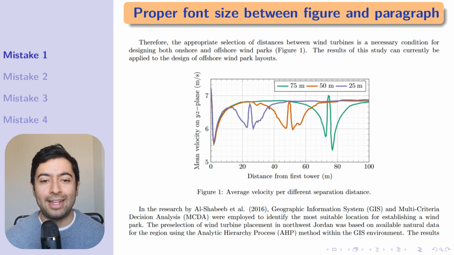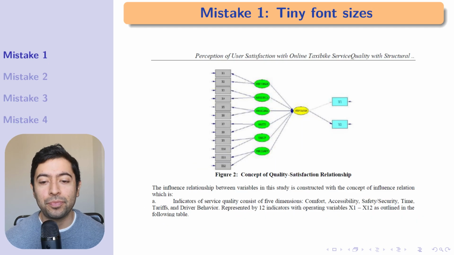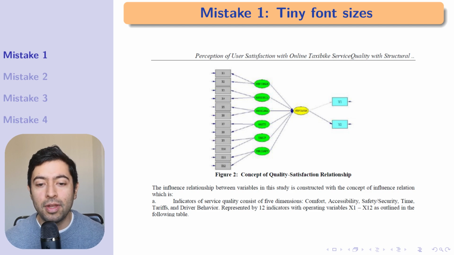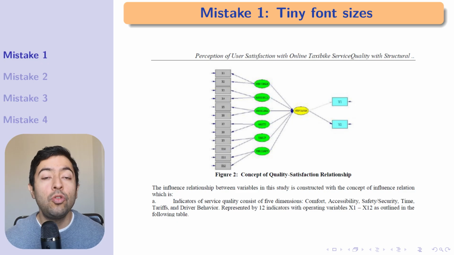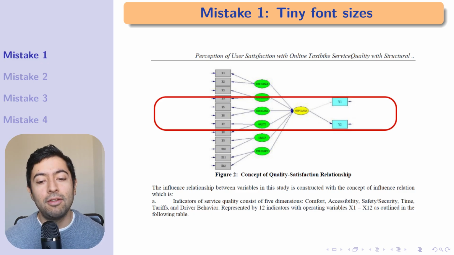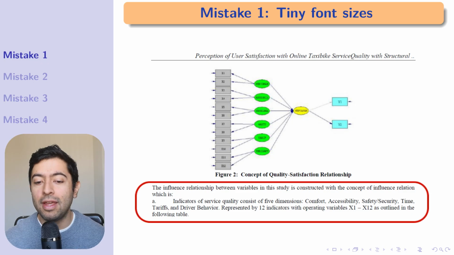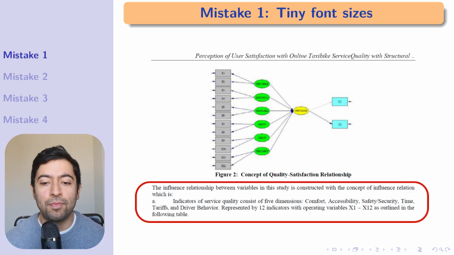Let us see a second example of this first mistake. This is a different figure taken from a published article. You see here in this map, in this diagram, the fonts are barely recognizable. The text is barely recognizable. So this is a problem of proper resolution of the image, but also of proper font selection. If you compare this font to the main paragraph, it's a complete mismatch.